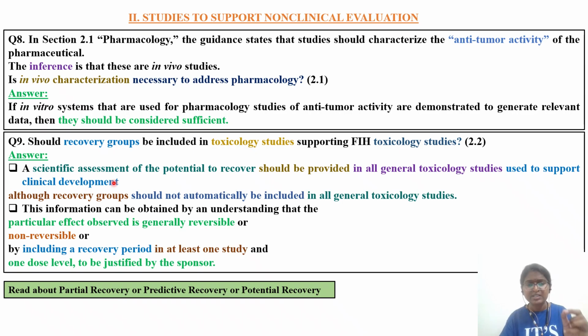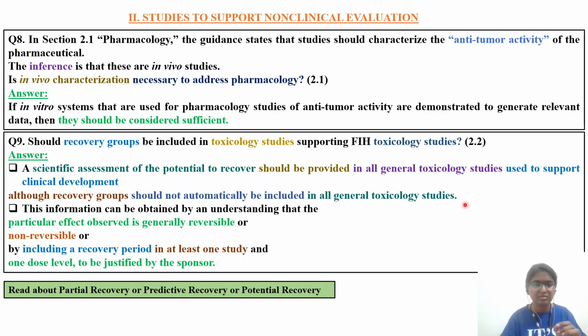So once again, a scientific assessment of the potential to recover should be provided in all general toxicology studies to support the clinical development. If you are starting phase 1 or phase 2, you have to submit this type of data to the regulatory agency like the FDA or Europe, Canada, etc. Although a recovery group should not automatically be included. So it is saying that you need not include one, but show potential recovery in all general toxicology studies.